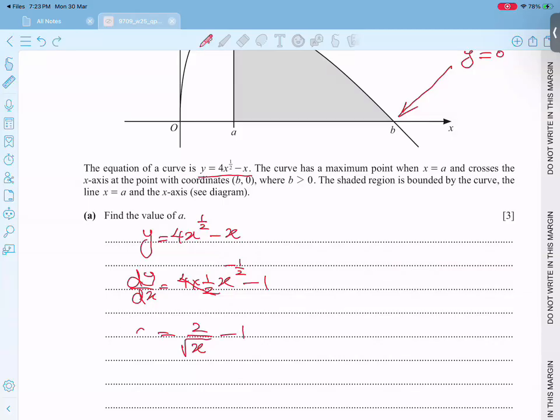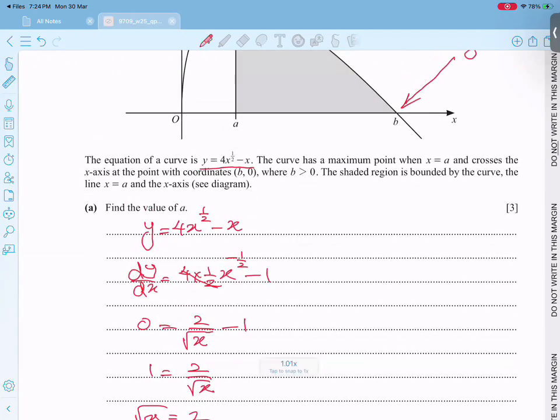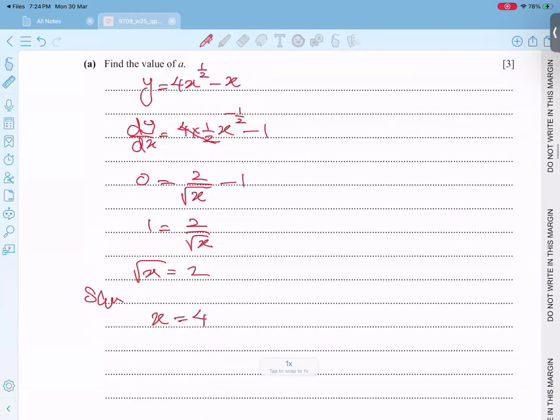And I'm going to plug in the derivative as 0. Then the 1 shifts to this side and becomes positive, and 2 over root x. Cross multiply: root x equals 2. Squaring both sides, I get 4. So when I plug in the derivative as 0, at the same time I will plug in one more important thing here. What is that? x replaced by a, because he mentioned it. So I replace every x by a. This is important.